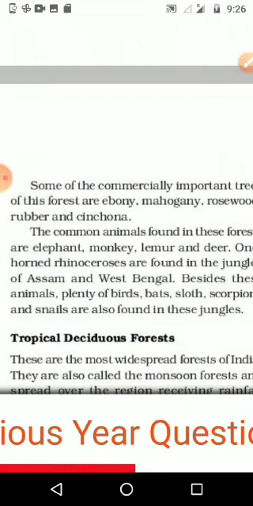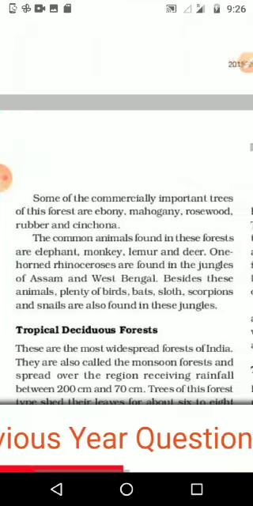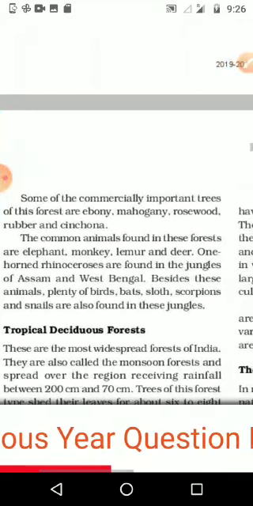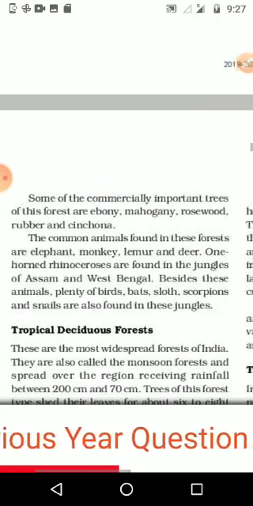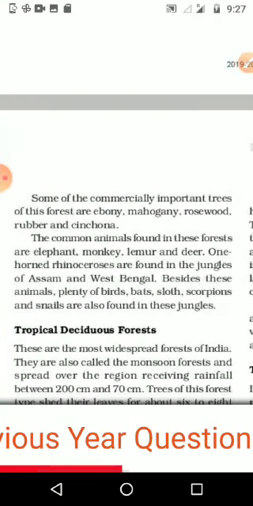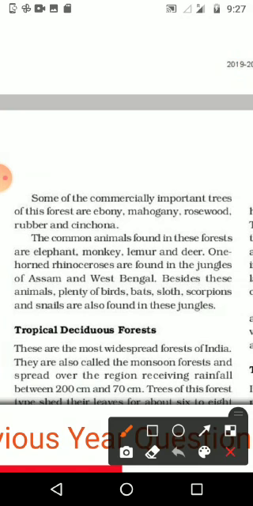Then some of the commercially important trees of this forest are ebony, mahogany, rosewood, rubber, and cinchona. Some of the trees, that is for what purpose? Commercially important, which we are cultivating, or we are cutting and taking for business purposes. Which trees are there? Ebony, then mahogany, rosewood, rubber, and cinchona.